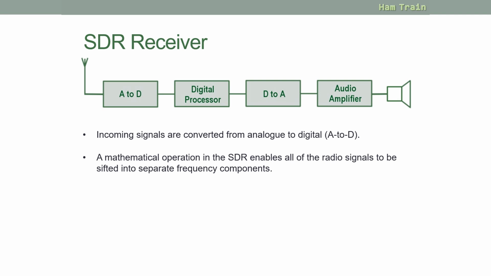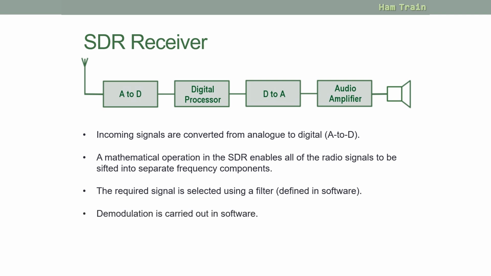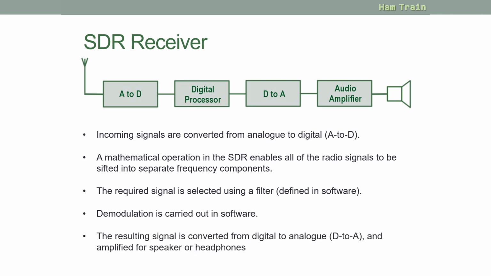A mathematical operation in the software-defined radio enables all of the signals to be sifted into the various frequency components. Once they're sifted into the frequency components, the one that you're looking for is extracted using a filter, which is also defined in software. The carrier is removed via the software, the demodulation process, and the resulting signal is converted from the digital signal to analog so that it can be heard from the speaker or headphones. A very basic look at the software-defined receiver.